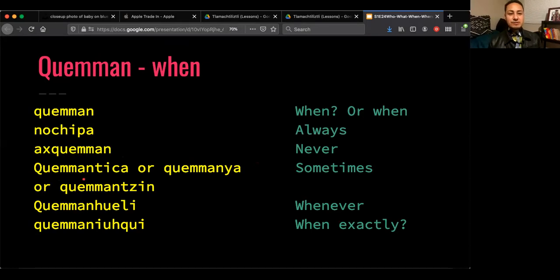To say sometimes, you have multiple options. You could say quemantica, quemanya, or quemansin. All three of these mean sometimes. I tend to use the word quemantica the most, or quemanya, but they all mean sometimes. Quemanweli, if you add the weli to it, it means whenever. And quemanihqui is asking you when exactly, like in what specific time, or be very specific. So you can ask queman or quemanihqui, when exactly.